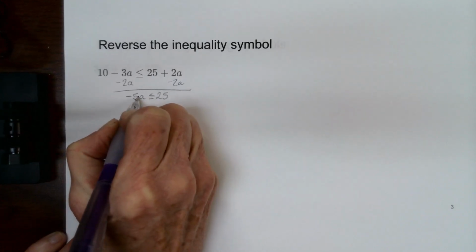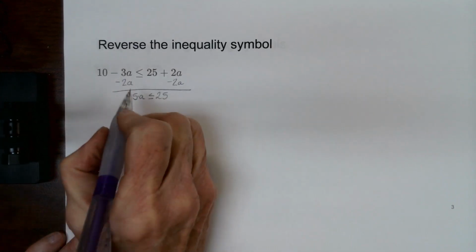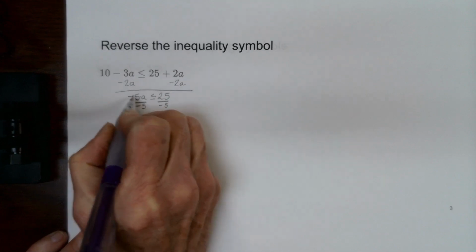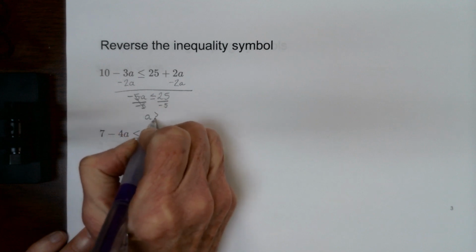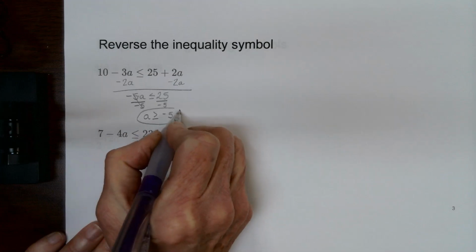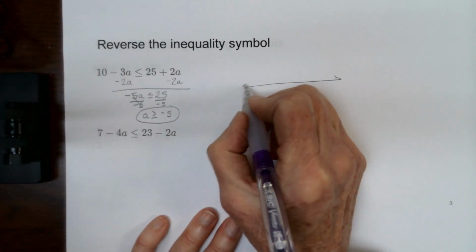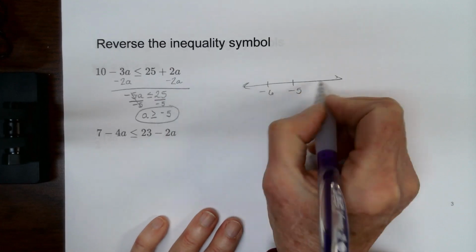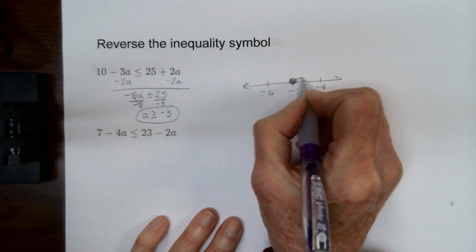Well, the way that I get the a by itself, it's multiplied by a negative 5, so I've got to divide both sides by a negative 5. Well, I divided by a negative, so I switch the direction of the inequality, and that gives me my answer. If they asked you to graph it, negative 5, negative 6, negative 4, closed circle, and it would point to the right.